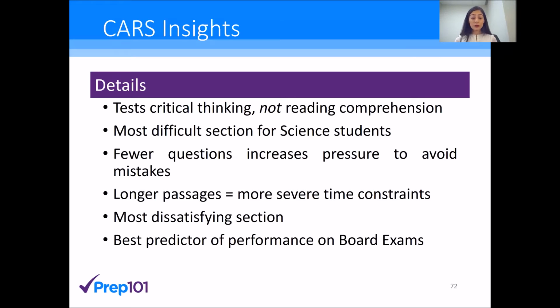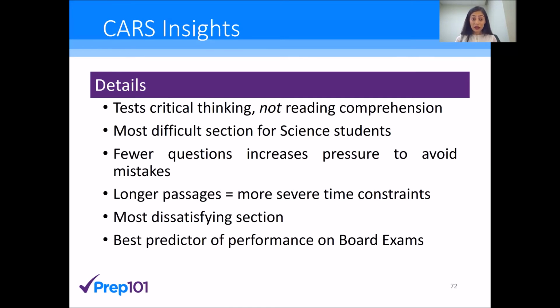Now, the last piece of information that I want to leave you with is that CARS is also the best predictor of performance on board exams. There have been a few studies, some recent publications have linked a very high correlation of scoring well on CARS to passing the Canadian Medical Board exams. So it is quite a good predictor of your success as a future physician. As much as you don't like it, as much as it makes you angry, as much as it introduces you to skills that you've never had to learn thus far, you have to know that it is an important section for you on this exam and that you have to do really well on it.